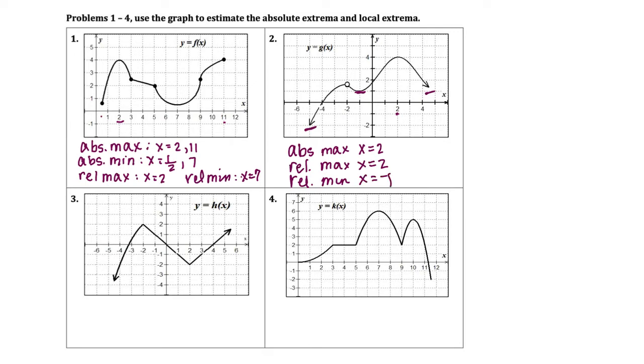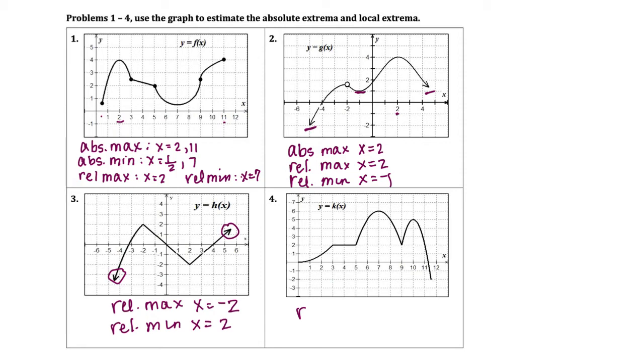Right, number 3. This one, notice our endpoints, they're not closed and they're going both directions, so you're not going to have an absolute. So you can still have relative though. Relative max value looks like it's going to occur at -2. And then a relative min value looks like it's going to happen at +2. And the same thing over here.